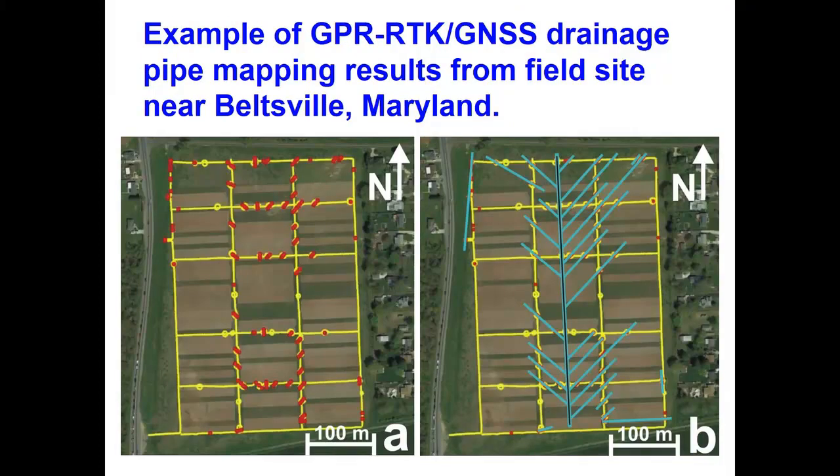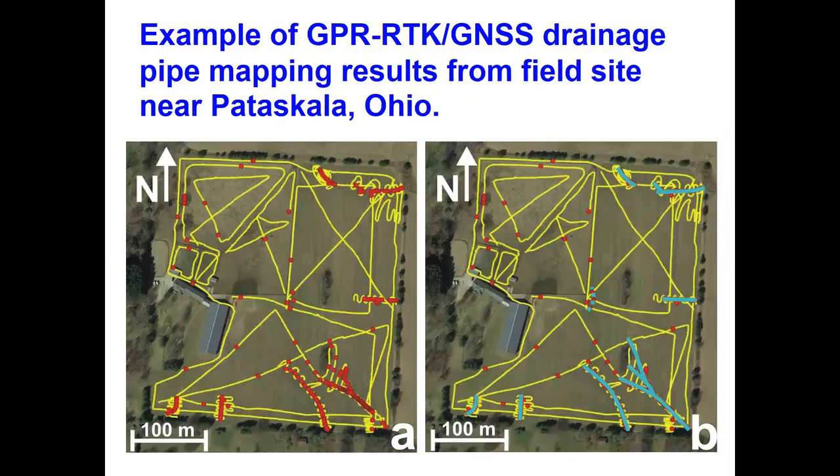And this is how it actually works in a couple of examples. These next two examples are 30-acre fields. First one is in Beltsville, Maryland. Again, our yellow lines are just where our transects were. All our red dots is where we came across GPR responses to drainage pipes. Then you just go ahead in here and connect up the dots, and you kind of figure out what your drainage pipe system is. Here it's a herringbone pattern. Again, this was like a 30-acre field.